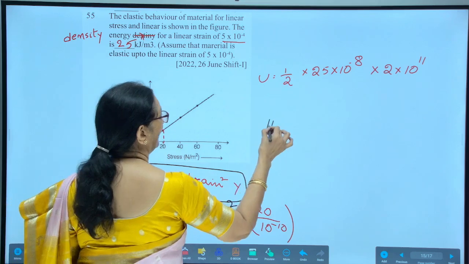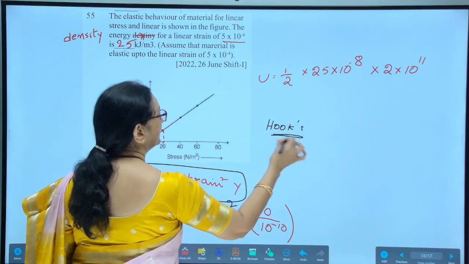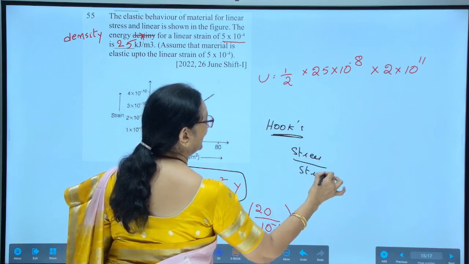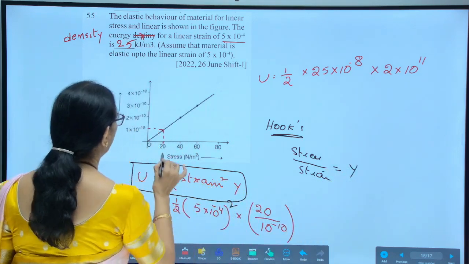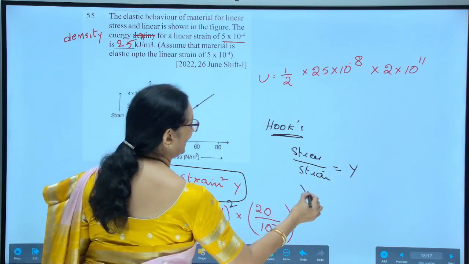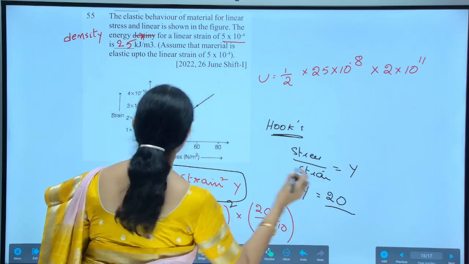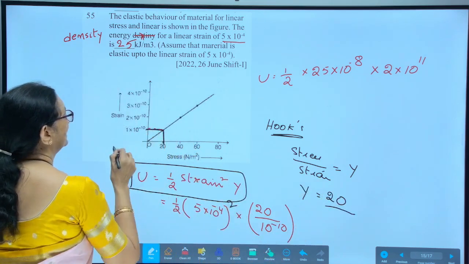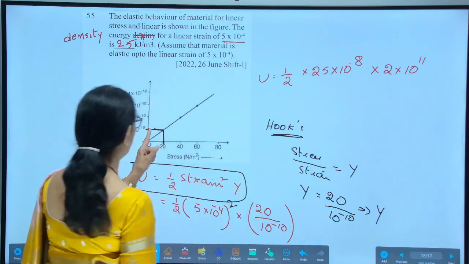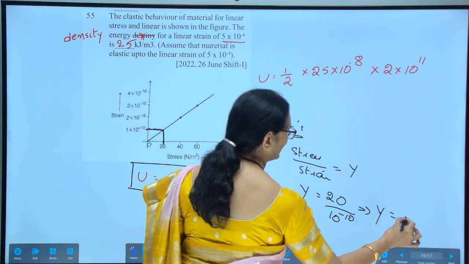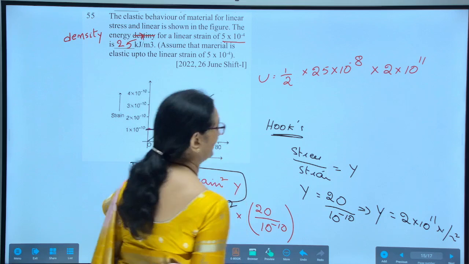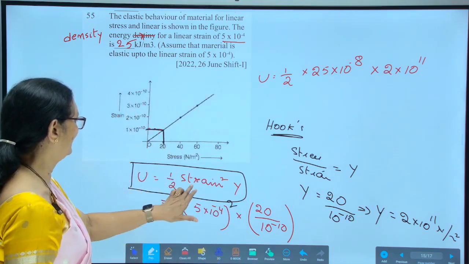From Hooke's law, stress by strain is equal to Y. See here, if you take 20 as the stress, I am calculating Y here. 20 as the stress, the corresponding strain is 10 to the power of minus 10. This implies from the graph we could find the Young's modulus as 2 into 10 to the power of 11 Newton per meter square. So just substitute that in this expression.